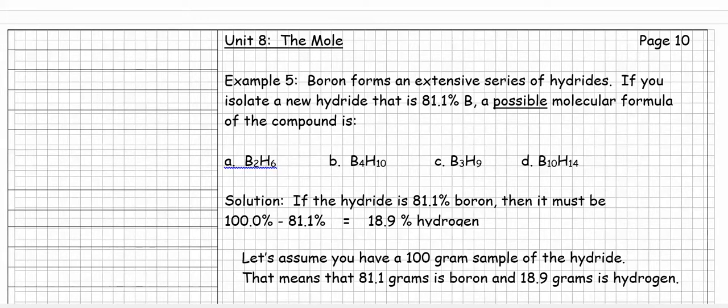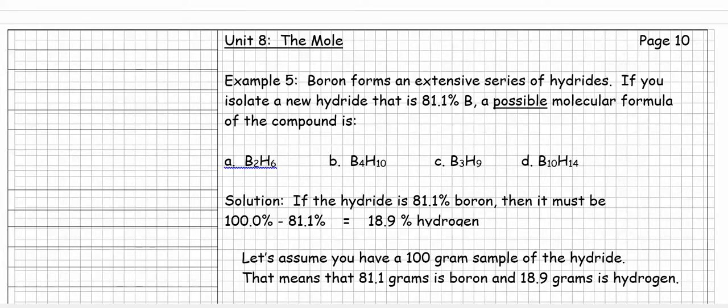All right. Now we're going to need to think our way through this problem because it's not quite as straightforward as the previous problems. So the options are B2H6, B4H10, B3H9, or B10H14. How would we approach this problem? Well, let's start with the percentages. We know that we've got 81.1% boron. Well, what percent of it is hydrogen? Just do a subtraction.